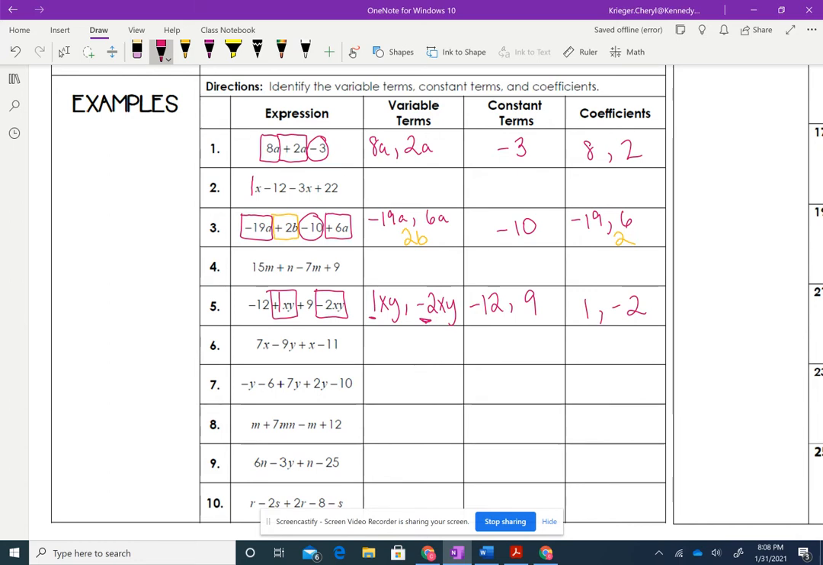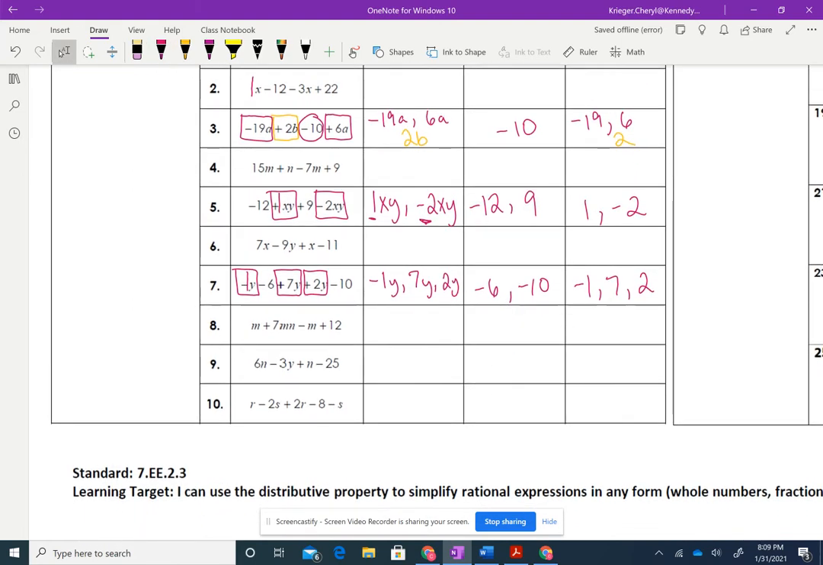Number 7. You guys can go ahead and do it with me. We'll put a box around the variables and the sign in front of the variables. Okay, so my variable terms are -1y, 7y, and 2y. My constant terms are -6, -10, and then of course my coefficients are going to be -1, 7, and 2.